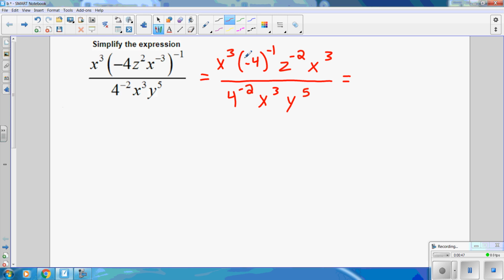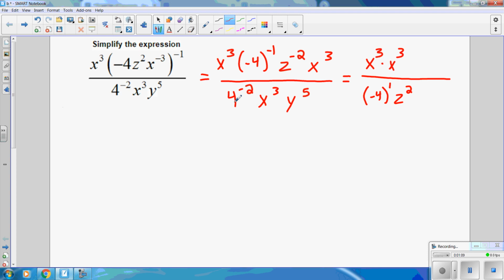So we have this x to the third. I'm going to move -4 to the -1 power to the bottom. And it's going to be -4 to the +1 power now. Z to the -2. This is z to the +2 on bottom. And then you have this x to the third that's going to remain on top.